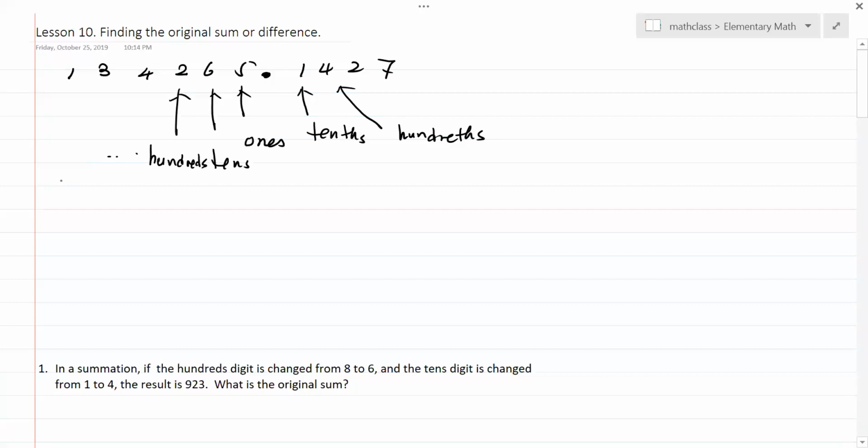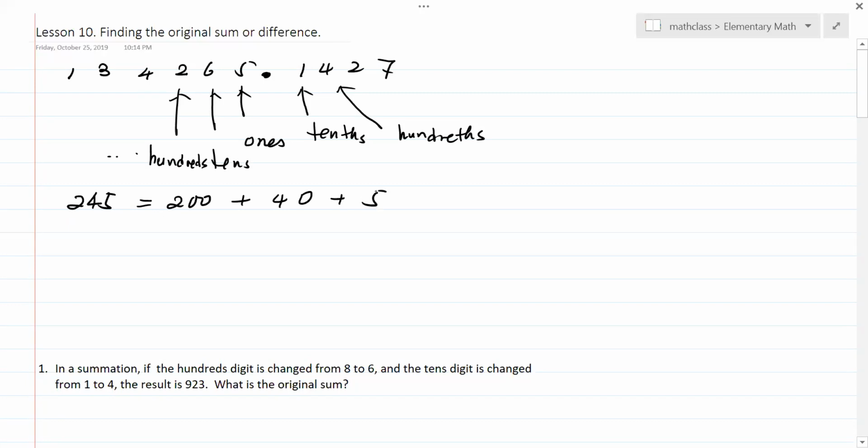The second point is, if we have a number like 245, the hundreds digit is 2, the tens digit is 4, and the ones digit is 5. Now it's 200, so actually it's 200 plus 40 plus 5. When you read it, you have the sum of those three numbers.